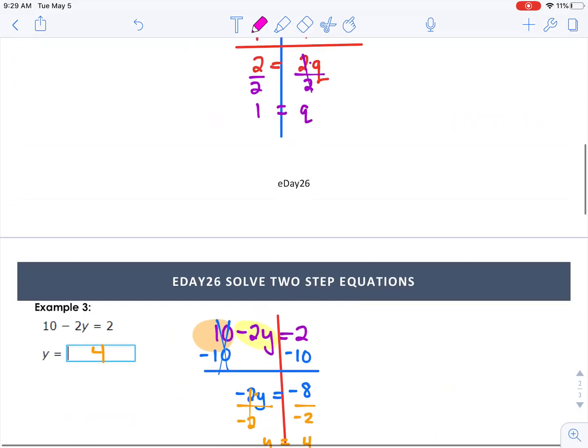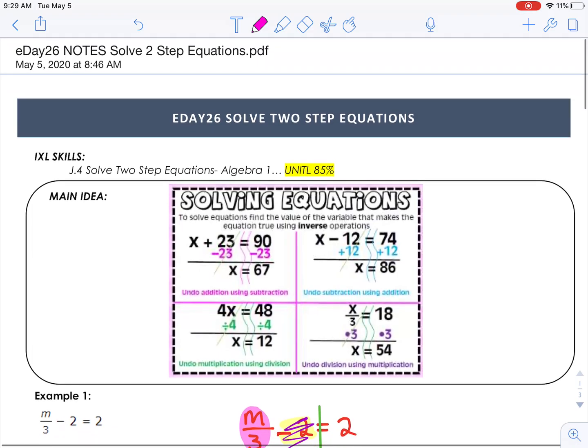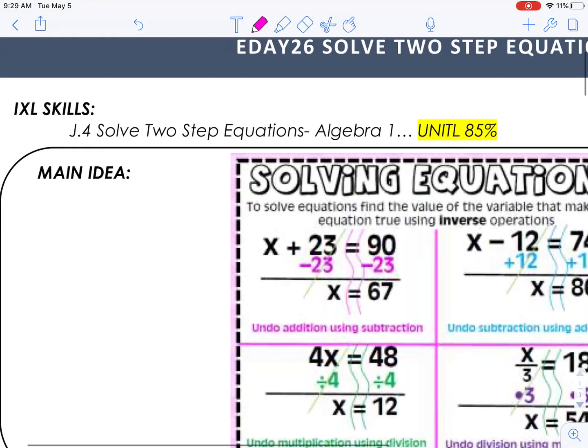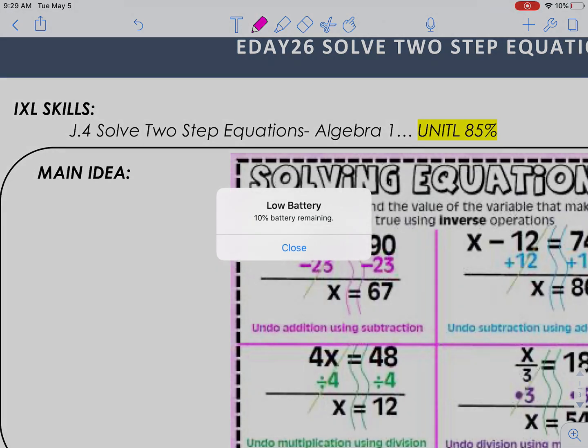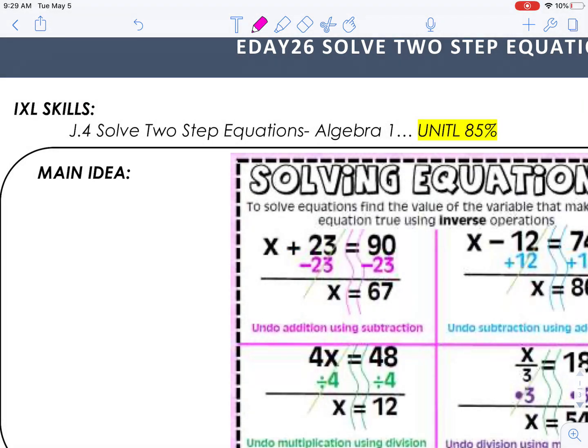I'm going to have you guys do this IXL just to 85%. After that, I found I started to get some decimals, and I didn't really want you guys to need to work with decimals. So please do J4 in Algebra 1 to 85%.